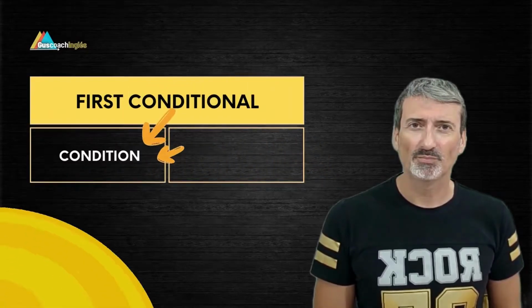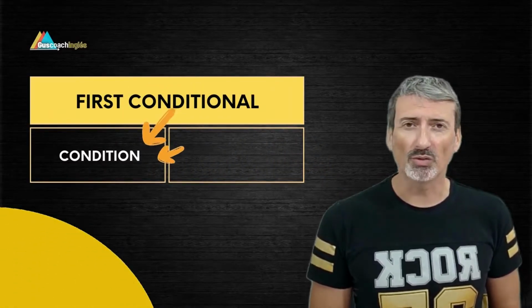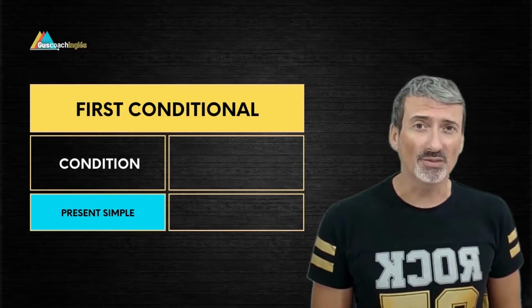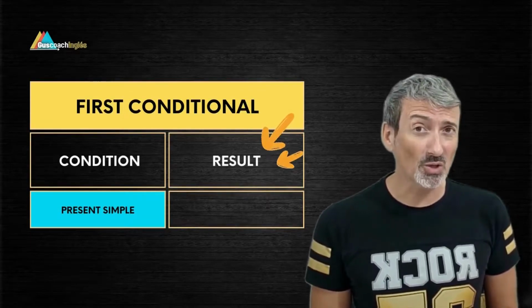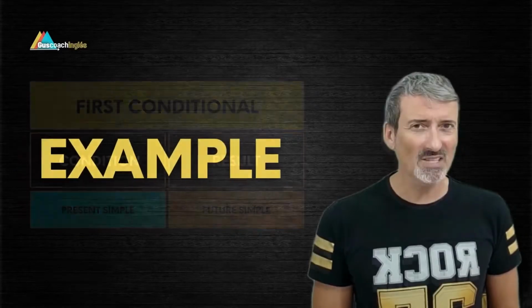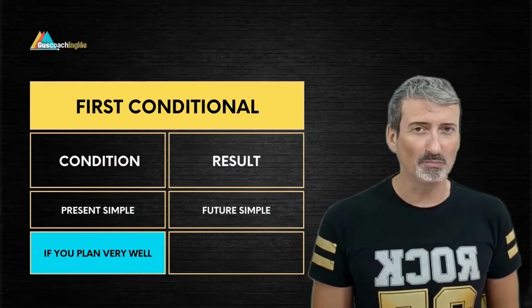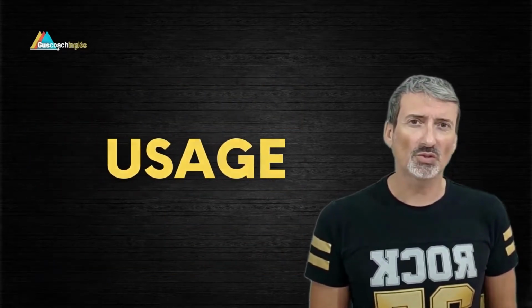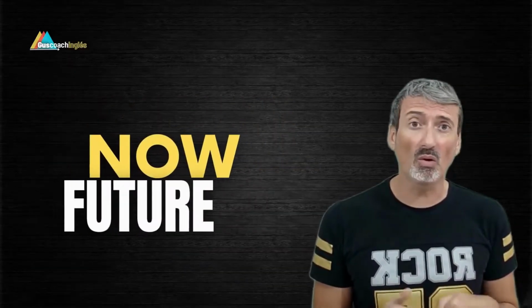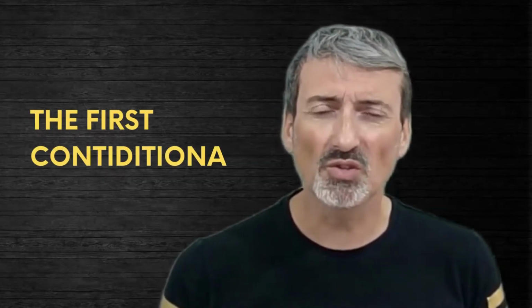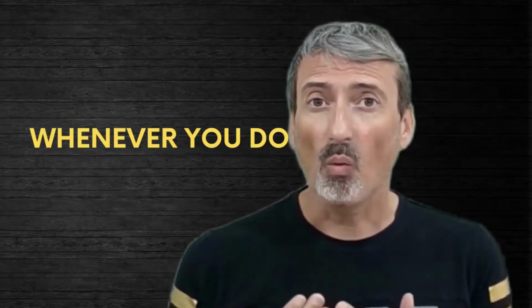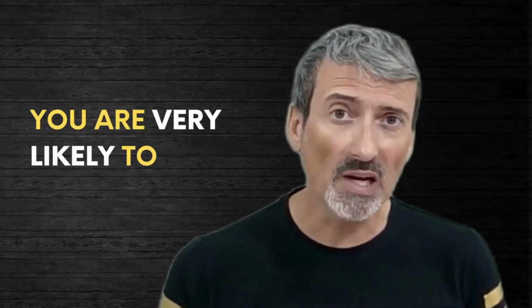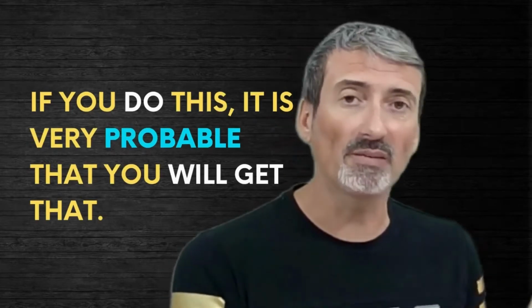First, the formula. In the if clause or the condition, we must use the present simple, whereas in the result clause, we have to use the future simple. Let's see an example. If you plan very well, you will be very productive. The usage. When do we use the first conditional? We use the first conditional to speak about real situations now or perhaps in the future. The first conditional implies that whenever you do something, you are very likely to get the same result. So if you do this, it's very probable that you will get that.